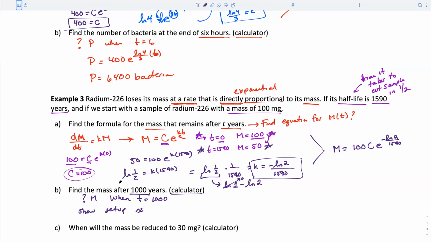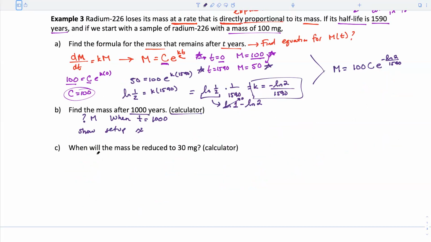And then for part C, when will the mass be reduced to 30 grams? So here they gave us the mass, and we want to figure out the time. So again, this is a calculator problem, but there's some work to be done before you can actually use the calculator. So setup is not going to be enough. But using this formula, we know what M is. M is 30.